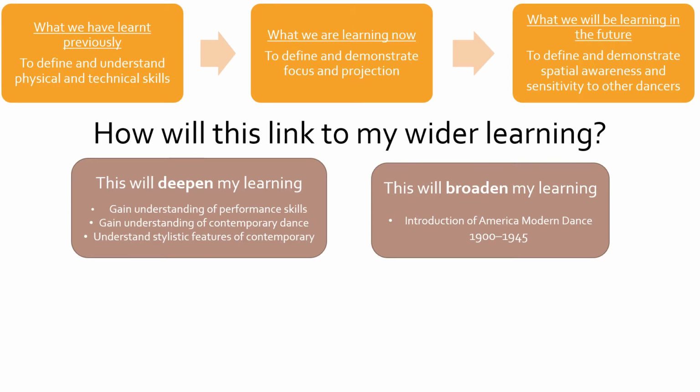Now, how will this link to my wider learning? So we will gain understanding of performance skills, gain understanding of contemporary dance, and understand some of the stylistic features of contemporary. This is going to broaden our learning because it's going to link to history. We're going to be looking at the history and origins of American dance.